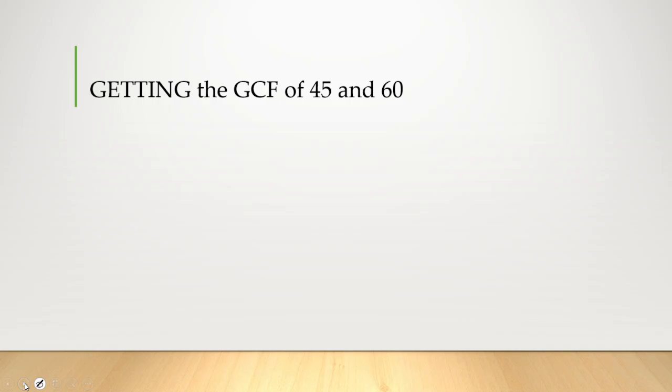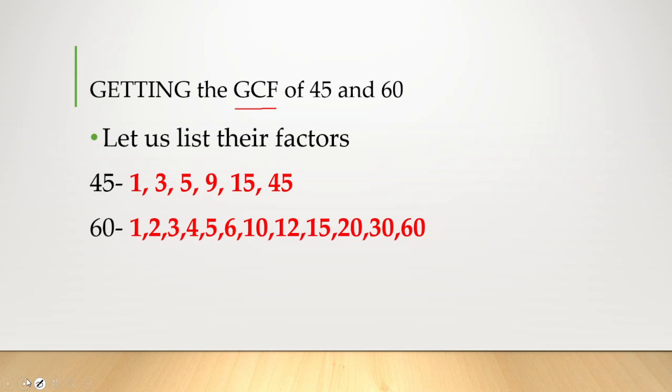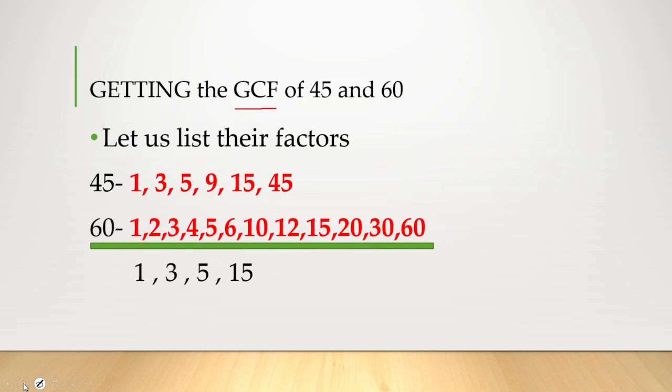Okay? So, saan natin gagamitin yan? So, we could get factoring by getting the GCF of the number. So, 45 and 60. So, let's see again the factors of 45. 1, 3, 5, 9, 15, 45. Kasi we are talking about the greatest common factor. So, what are the factors of 45 that is also present in the factors of 60? So, what are those factors? We have 1, 3, 5, and 15.